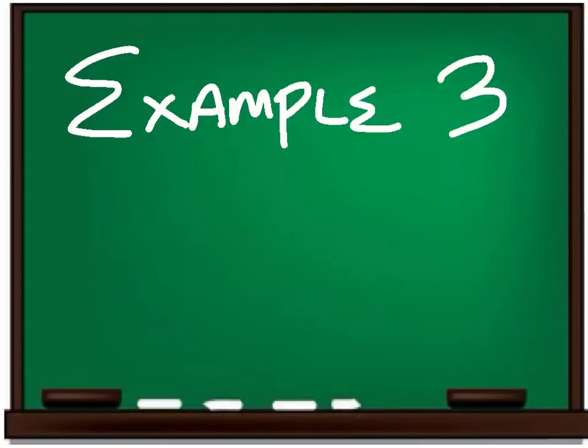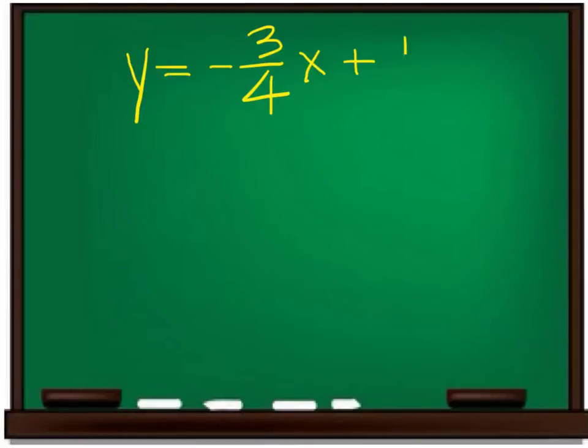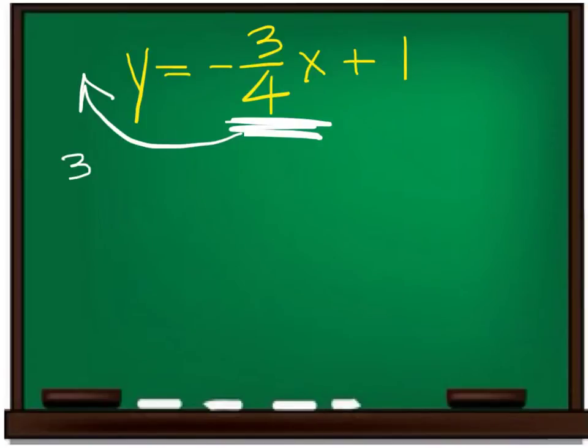Example number 3. Y equals a negative 3 over 4 x plus 1. To change this to standard form, you must first move this x term over to the left and change the sign. So you would have 3 over 4 x plus y equals 1. Now you don't have a negative sign on the x term, so that's good. You don't have to change the sign of everything.